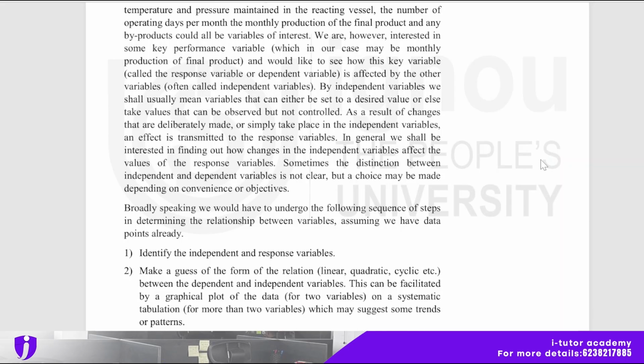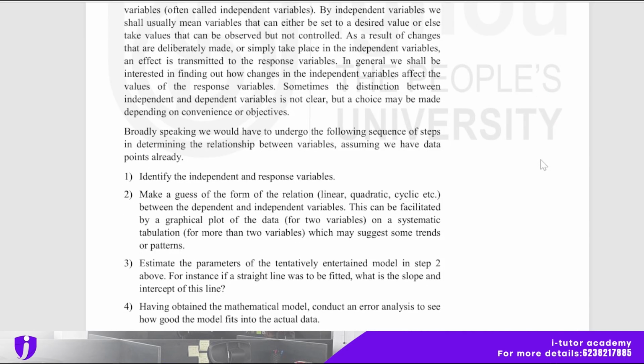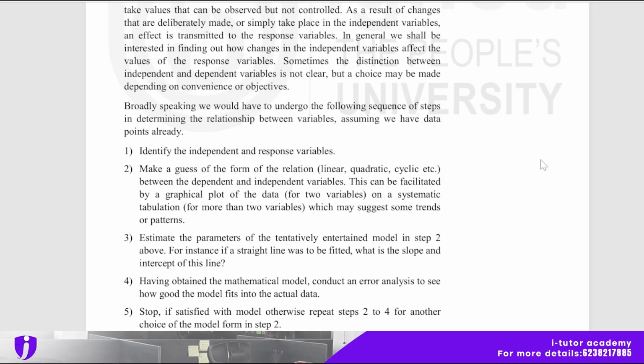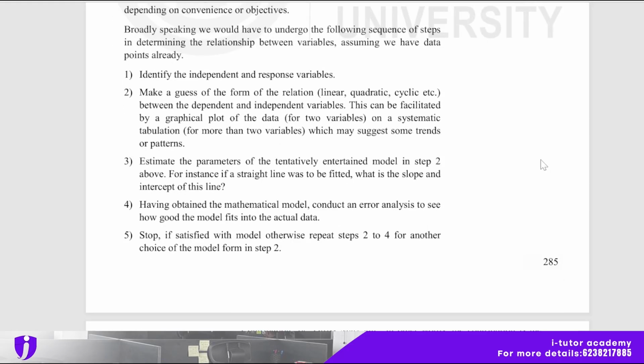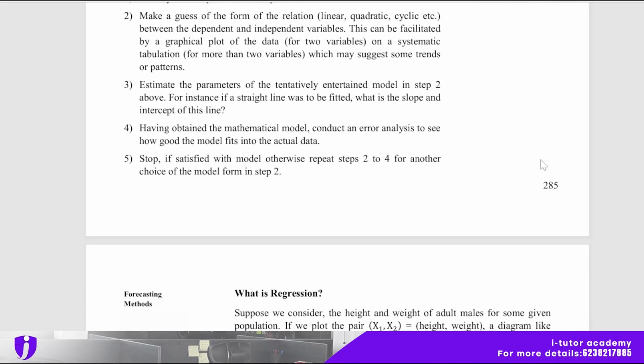Broadly speaking, we would have to undergo the following sequence of steps in determining the relationship between variables, assuming we have data points already. Step 1: identify the independent and response variables. Step 2: make a guess of the form of the relation between the dependent and independent variables. This can be facilitated by a graphical plot of data or a systematic tabulation, which may suggest some trends or patterns. Step 3: estimate the parameters of the tentatively entertained model in step 2 above.